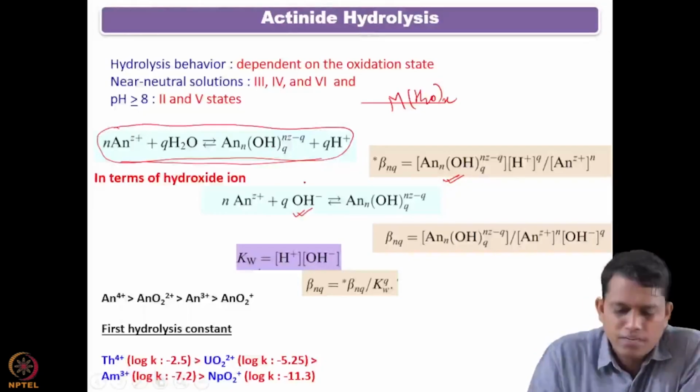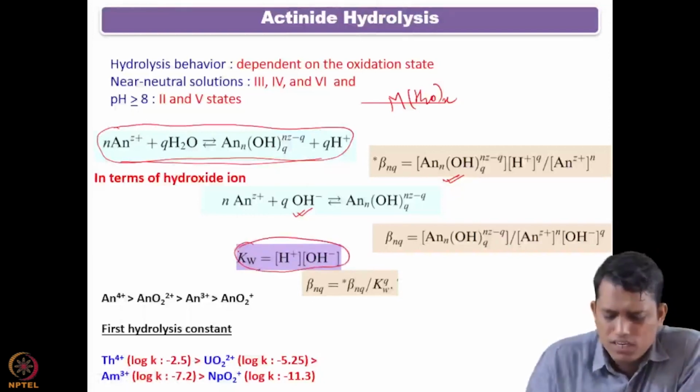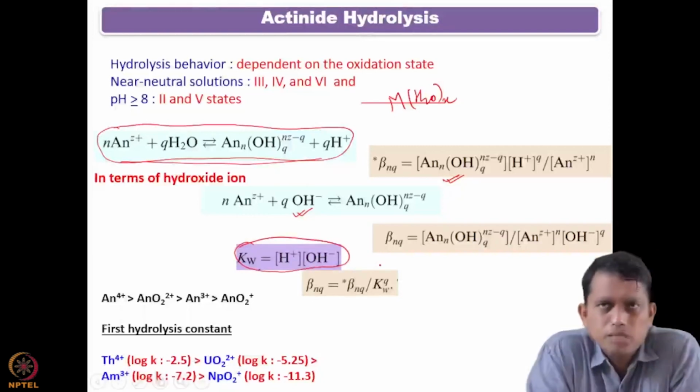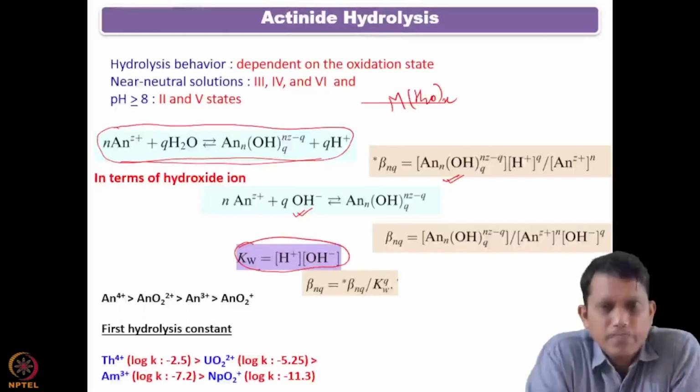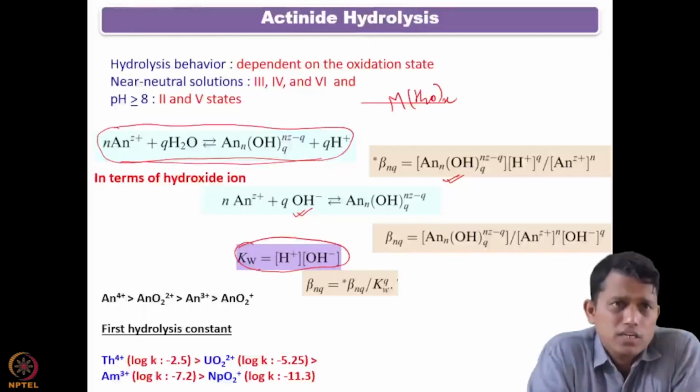And these two equilibria are related with each other by the ionic product of water, and you can get this. This is a very simple mathematical equation that you can always derive, and you can get information about the different kinds of equilibria that are there. But the most important thing that I want to discuss here is at what point hydrolysis will occur and which metal ions are more prone to hydrolysis.